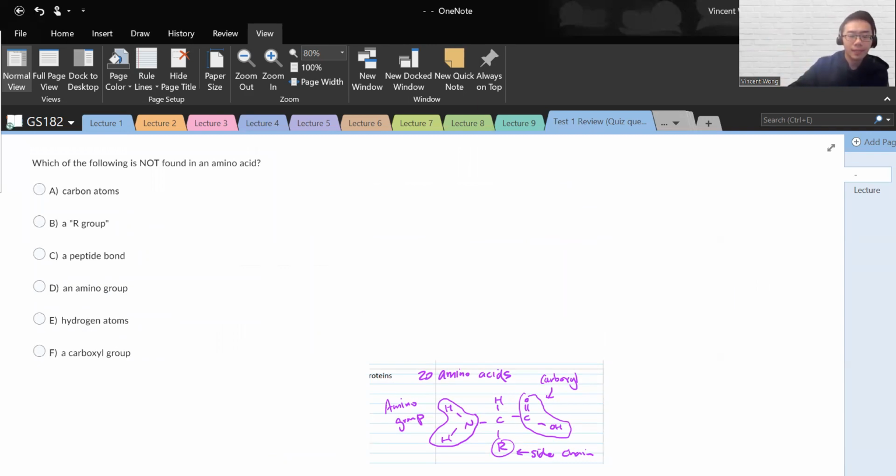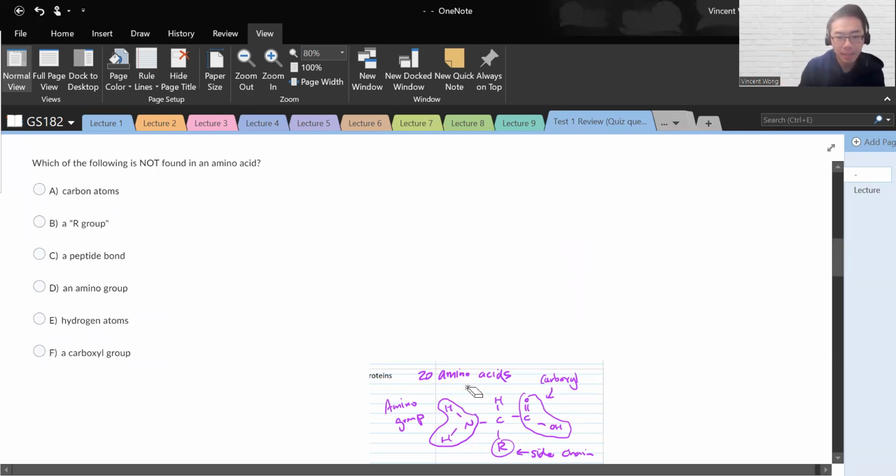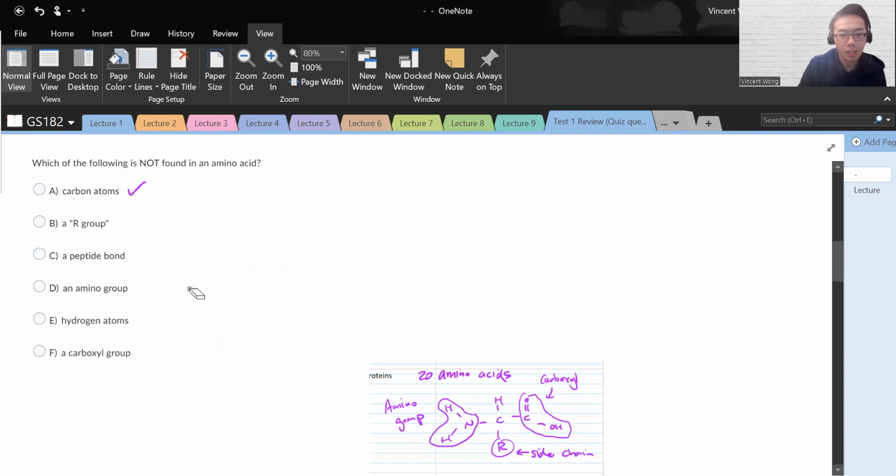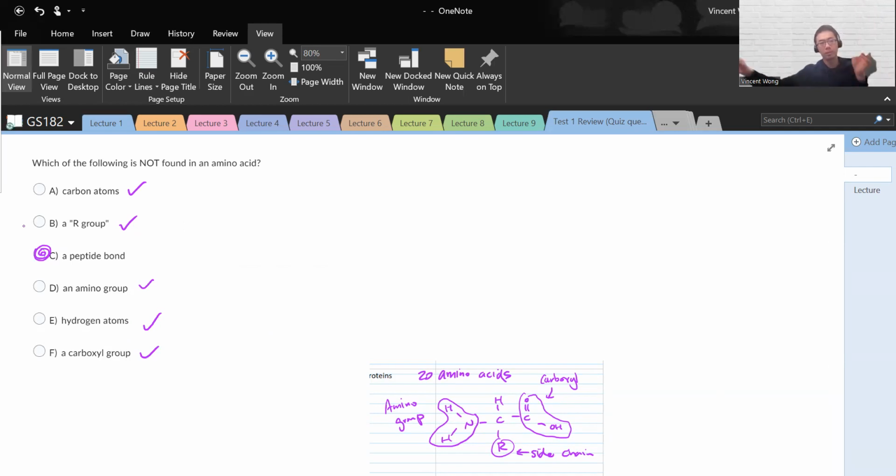So compare it. What is not in the amino acid? Let's see. Carbon atom, check, it's there. R group, that's the side chain, check. Peptide bond, I don't see any peptide bond here. That probably is the answer, but let's just be sure. An amino group, check. Hydrogen atom, check. Carboxyl group, check. Must be peptide bond, right? A peptide bond is what connects two amino acids together when you want to create a polypeptide. It's not within an amino acid.